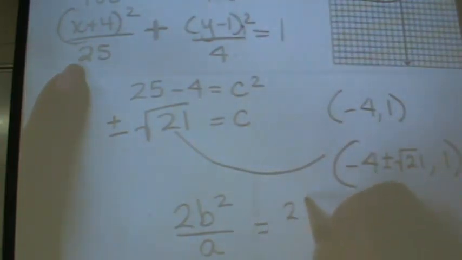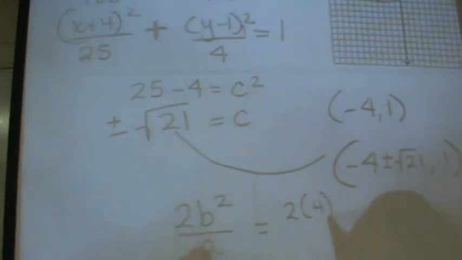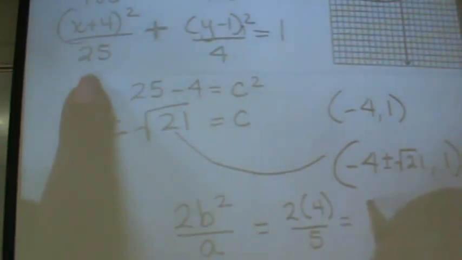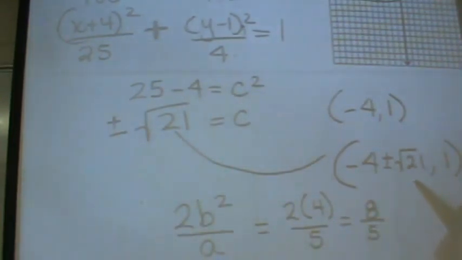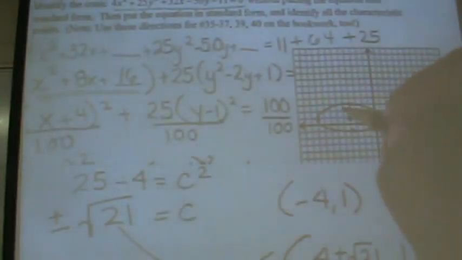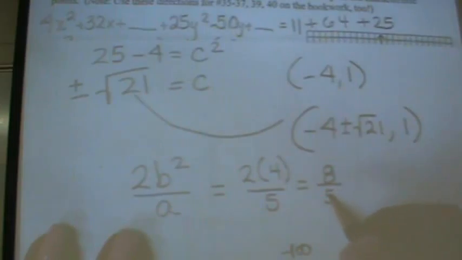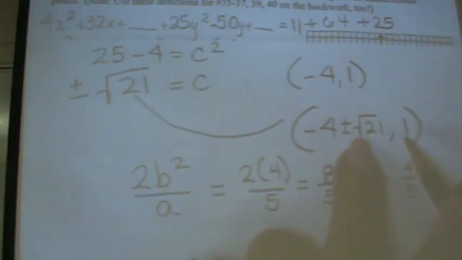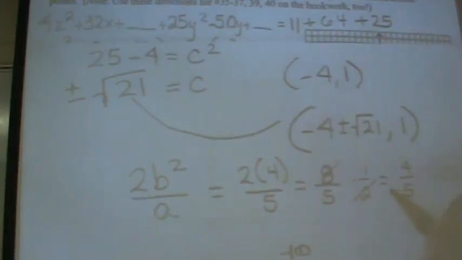So it would be 2 times 4 over the a value, which is 5. So 8/5 is your latus rectum. That's how long that chord is. So if you cut this in half, you end up with 4/5. So you would add and subtract 4/5 from this point. If I wanted the 4 latus rectum points, I'm going to add and subtract 4/5 from this y value from each of these, and that will give you your coordinates.